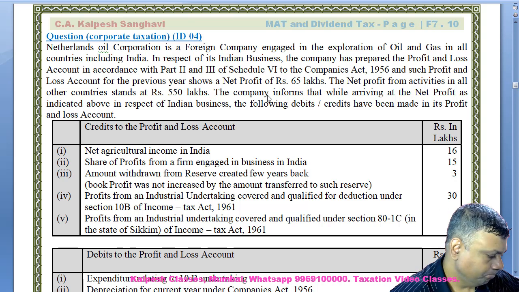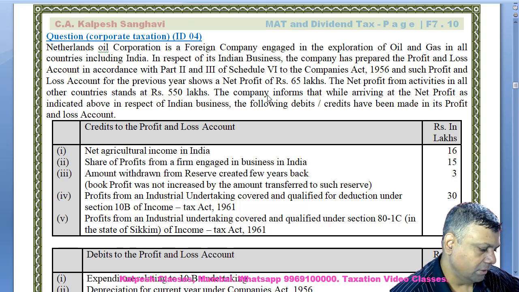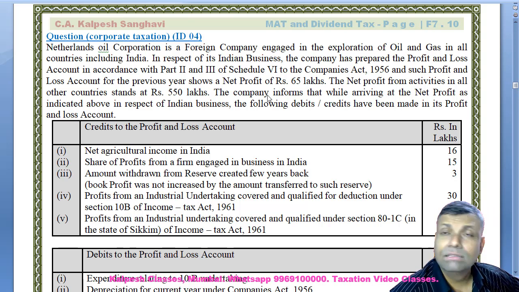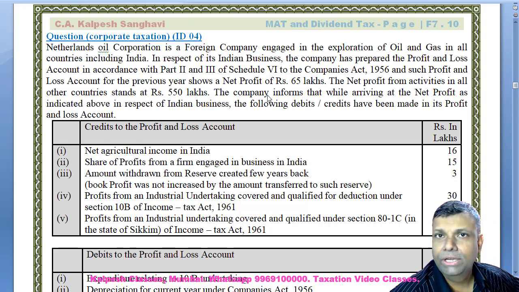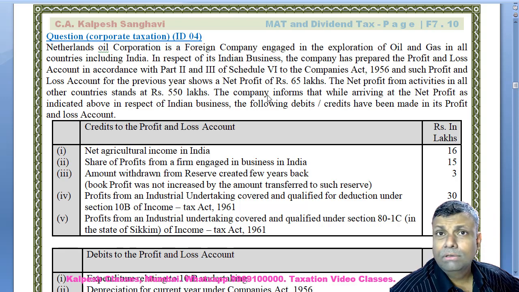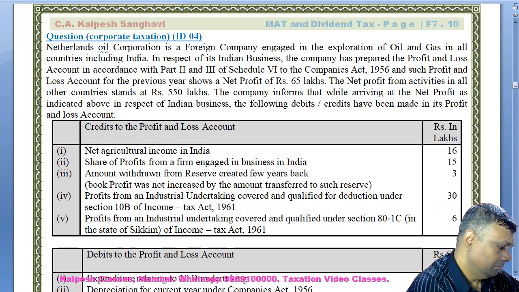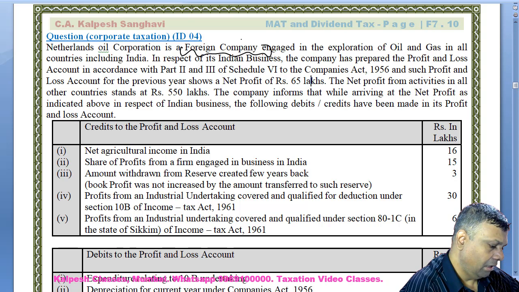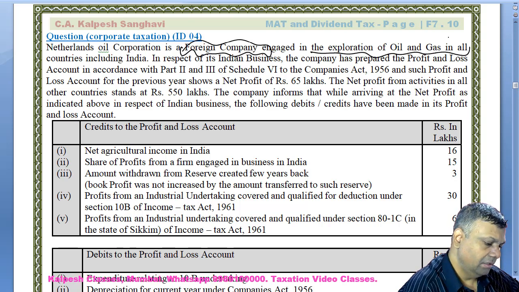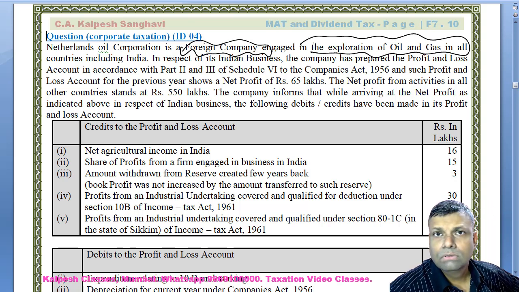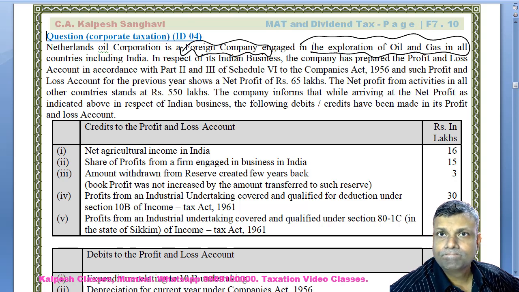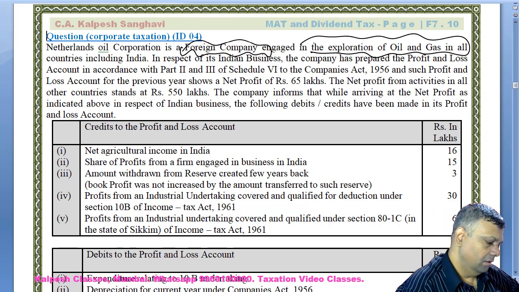Let me start. Netherlands Oil Corporation is a foreign company engaged in the exploration of oil and gas in all the countries, including India. The moment this language comes, a foreign company engaged in the business of oil exploration, and it is into all the countries including India.